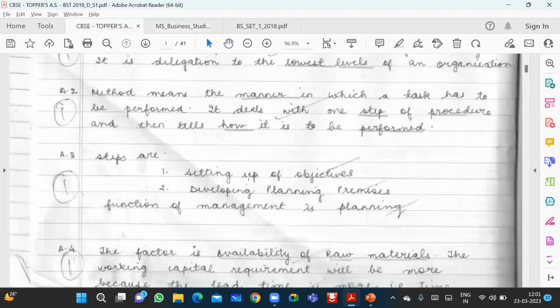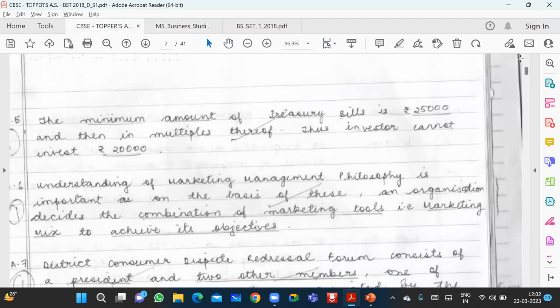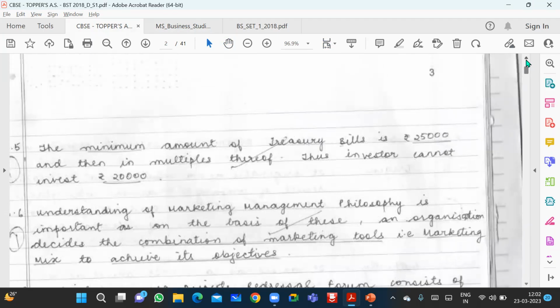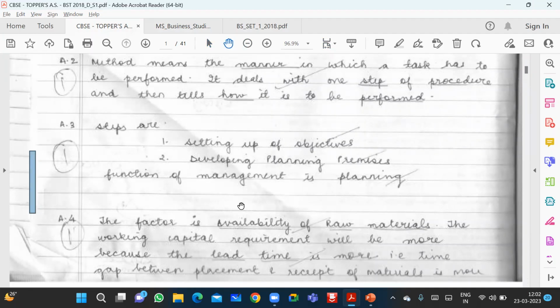Now let's see what answer has been given by the topper. This is the fourth question. Under the fourth question, you can see the topper has given the availability of raw material, and he has also explained, though it was not required. But when you explain, then there is no harm at all. If you are in confusion, then it is always better to explain the points.